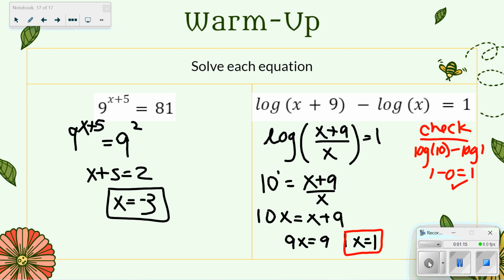Second equation, we have a log, and noticing you have two log expressions, so condensing them into one through division, and then turning that into an exponent. Obviously, when we have just log, our base is 10, so you'd have 10 to the first equals x plus 9 over x, and then solving, you get x equals 1. And checking your work, not just to make sure for your extraneous solutions, but just to make sure you got the question right. Checks in red.